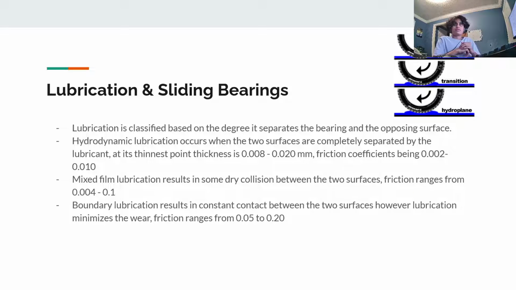Next up, we have the transition, which can be looked at as mixed film lubrication, and that's when some contact is made with the road and some contact is made with the water. And then we have a full hydroplane, which can represent our hydrodynamic lubrication, which is a full separation between the two surfaces through the film.